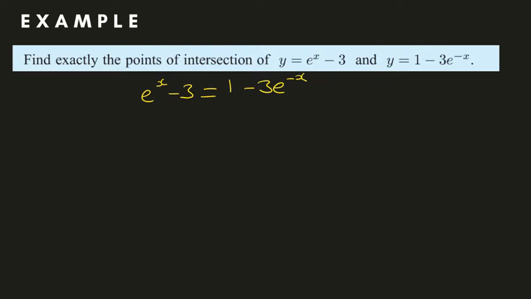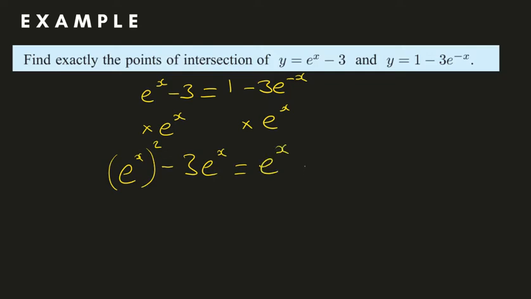Now, it looks horrible, but there's some tricks to help us here. The problem is with that e to the minus x and how to deal with it. So what we'll do is we're going to multiply everything on both sides by e to the x. And if we were to do that, magic happens. Let's have a look. So we'll have e to the x squared minus 3e to the x on the left equals e to the x.